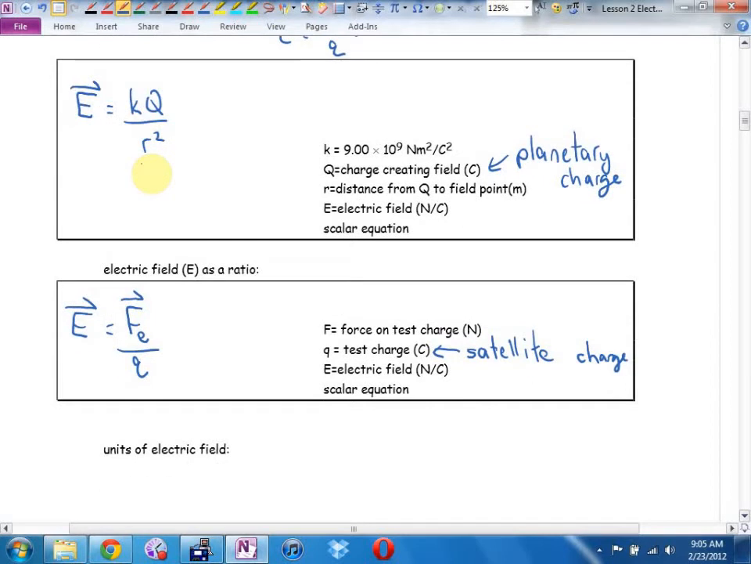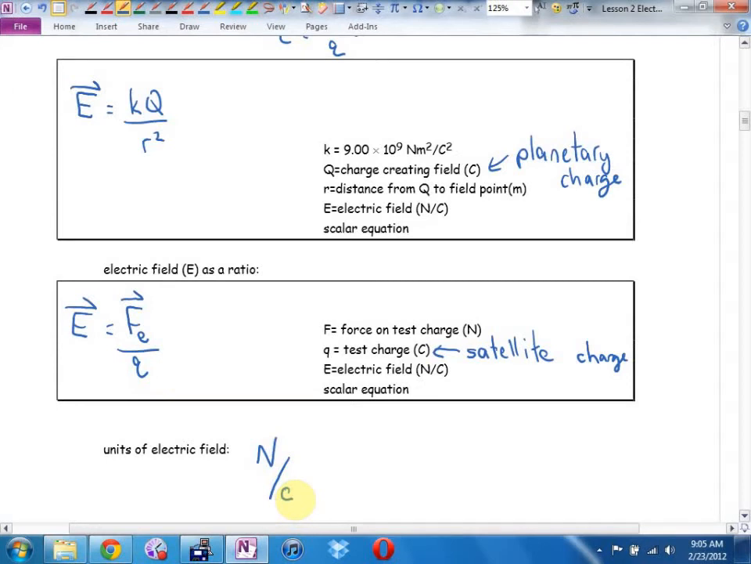Units of electrical field? Well, what do I measure force in, Brett? What do I measure charge? Sorry? What do I measure charge? Newtons per coulomb. That's the units for electric field.